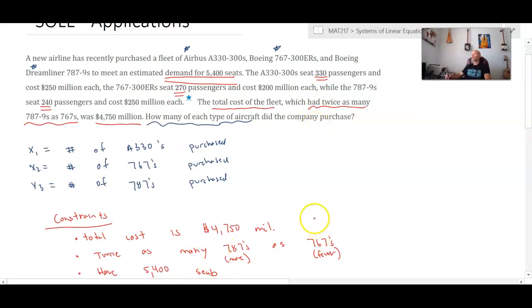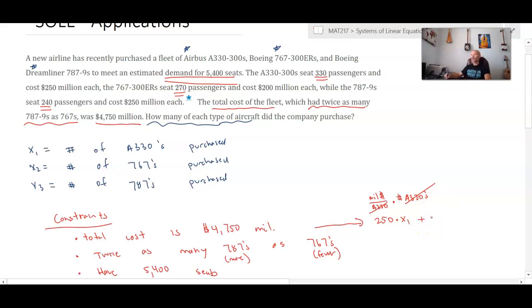So the total cost is $4,750 million. Well, for every one of these that we're going to get X1 A330s, but if we purchase just one A330, that's going to cost us $250 million. If we purchase two, if X1 is equal to 2, then it's going to cost us $500 million for the A330s. What this is hinting at is that if we take $250 million per A330 and multiply it by the number of A330s, this is in millions of dollars per A330, and this is times the number of A330s. And so that's going to cancel out and leave us with the number of millions of dollars that it's going to cost us to purchase those X1 units of A330.